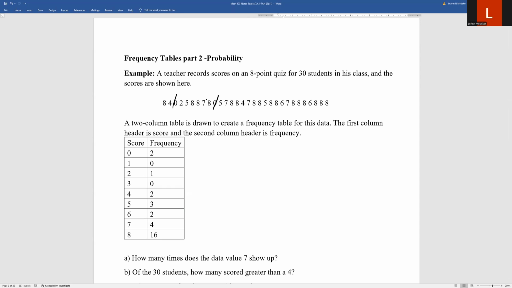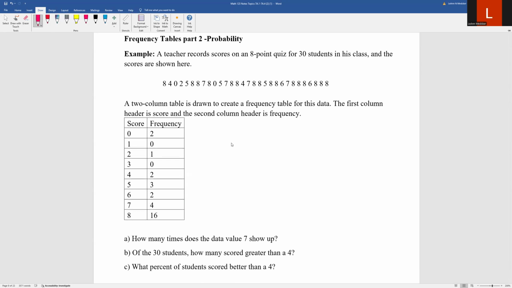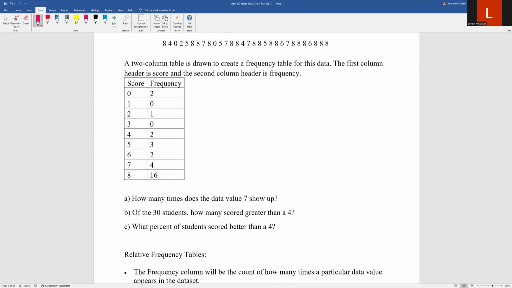So then I'd put a 2 there. You could create that yourself if you needed to, but to save time, I did it. Okay. All right, and then it says, let's use this to answer some questions. How many times does the data value 7 show up? 7 is a singular value, but there were 4 students who scored a 7. That was 1, 2, 3, 4, if you look up there.